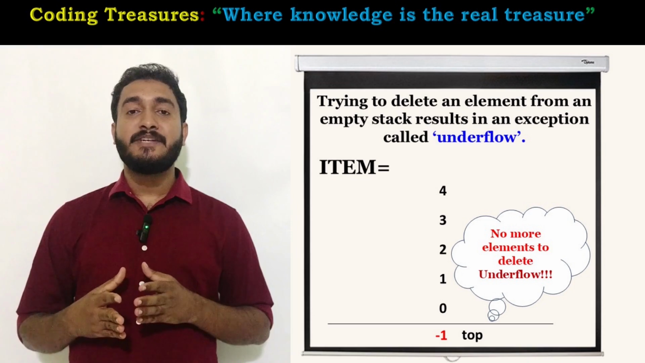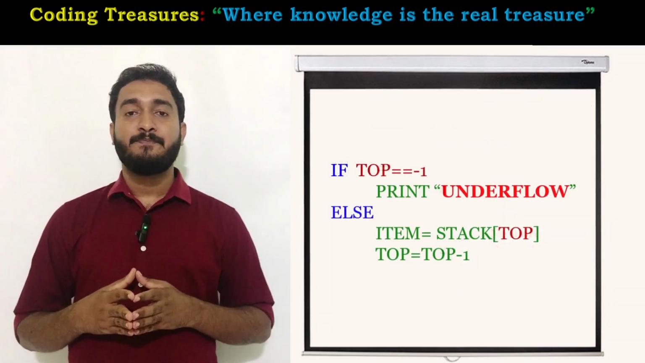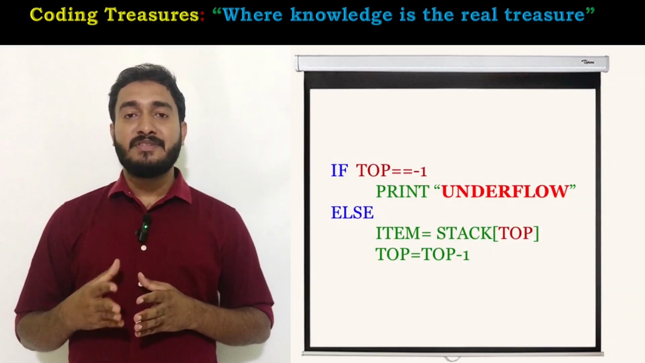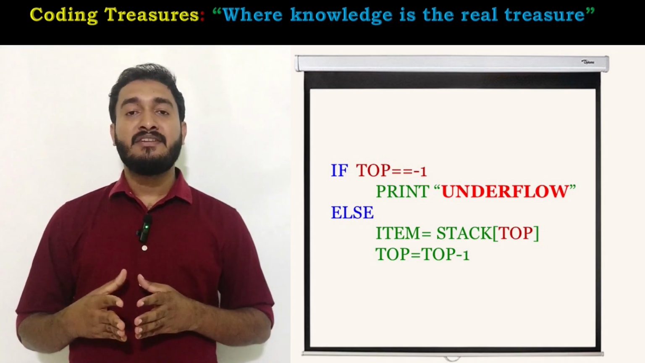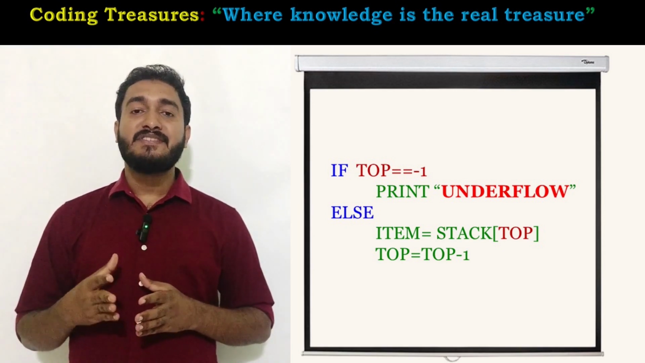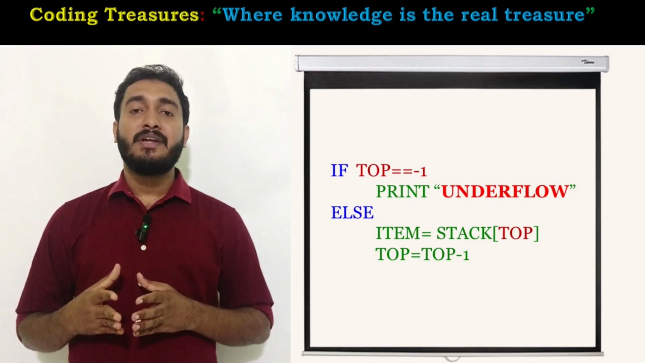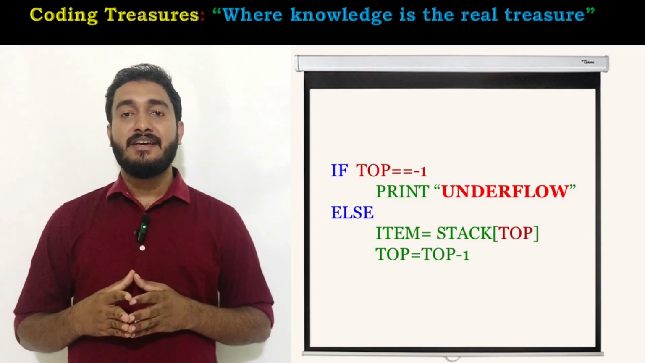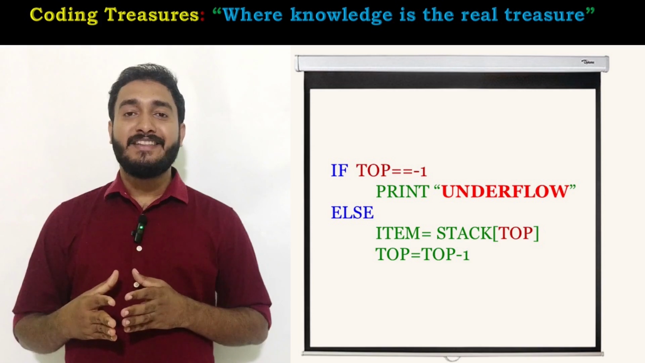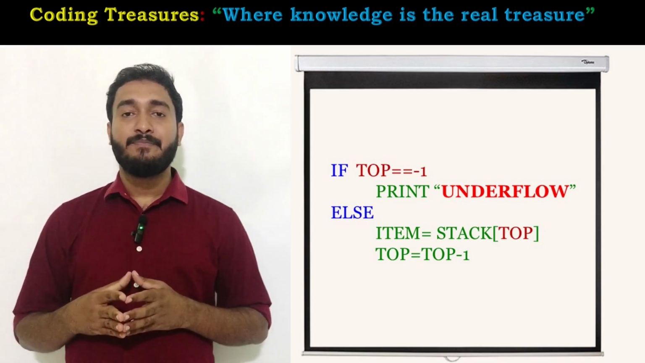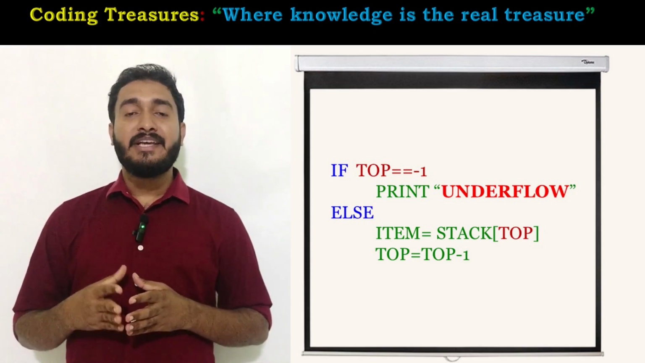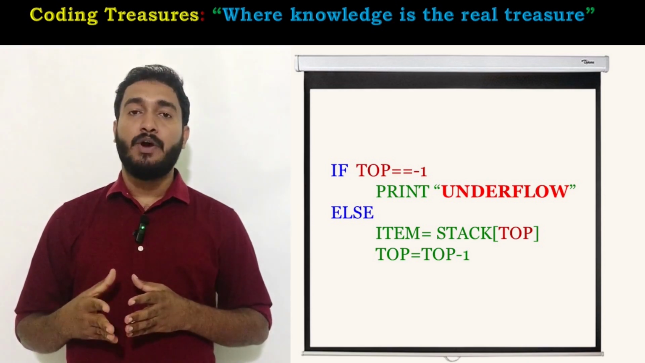So what are the steps for pop operation? Before popping the element from the stack, we should check whether the stack is empty. If the stack is empty, we cannot remove an element from the stack. Otherwise, we have to store the element to be removed in a variable. Then we have to decrement the value of top by 1.